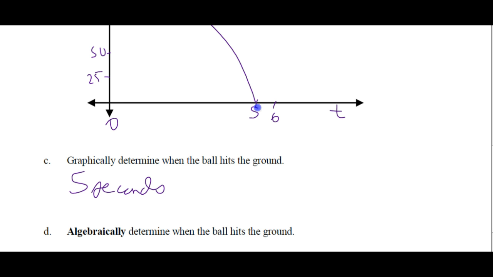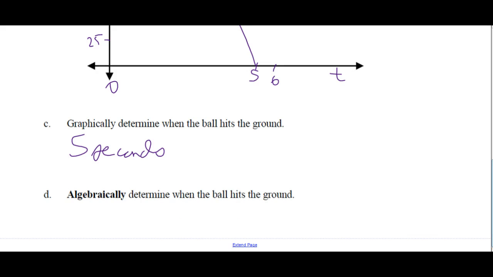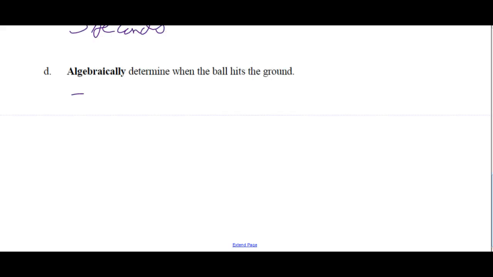Okay, when is time, right? Time is measured in seconds in this case. So 5 seconds. Don't just write 5. 5 seconds. Algebraically determine when the ball hits the ground. Wow, left a lot of space for us there, didn't they? So we have negative 5t squared plus 10t plus 75 equals 0.